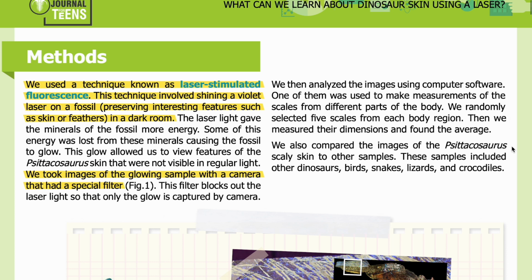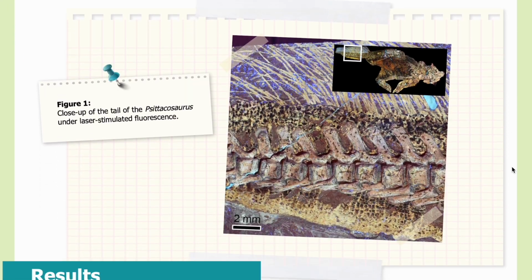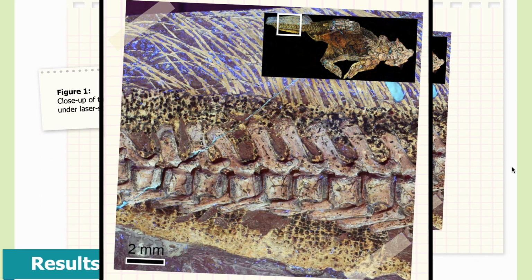We also compared the images of the Psittacosaurus scaly skin to other samples. These samples included other dinosaurs, birds, snakes, lizards, and crocodiles. In Figure 1, you can see a close-up of the tail of the Psittacosaurus under laser-stimulated fluorescence.